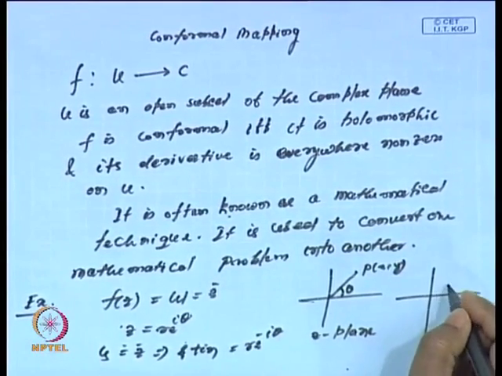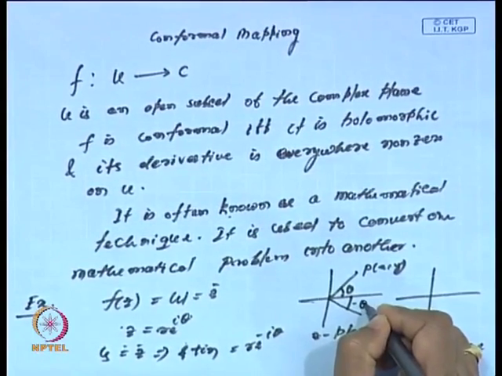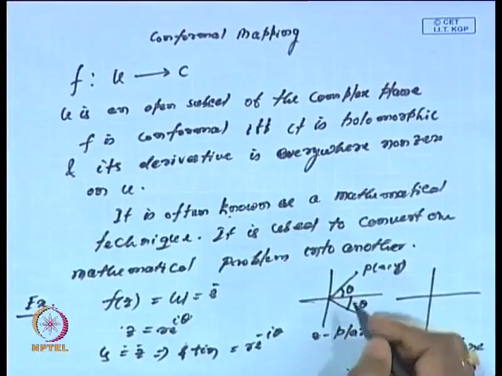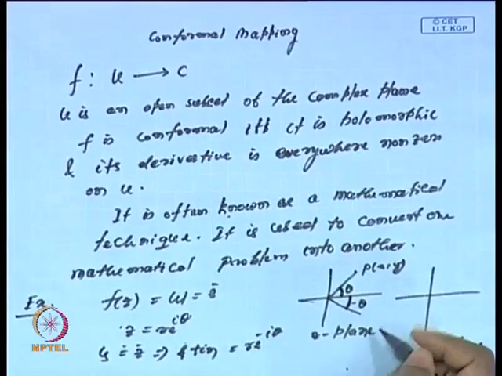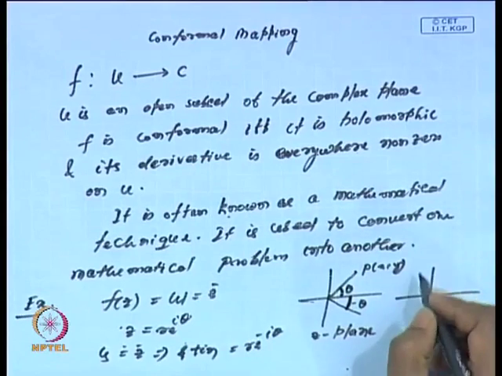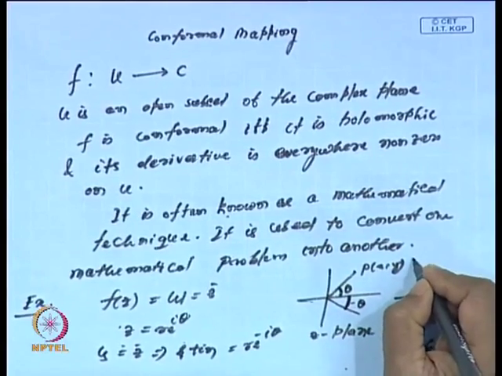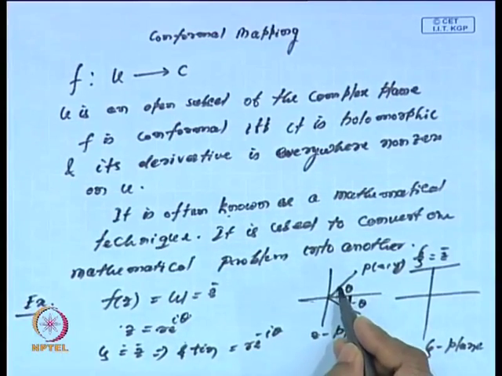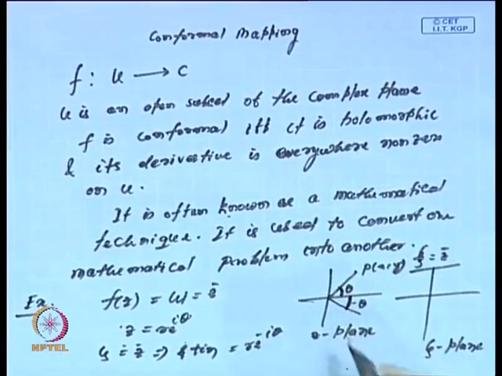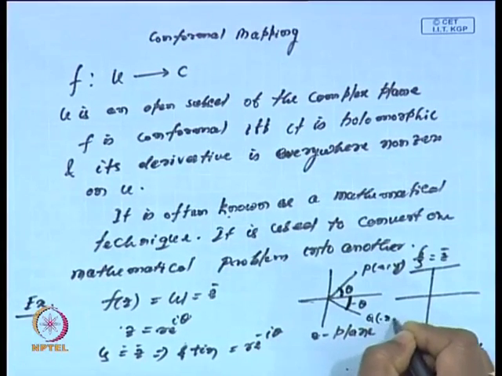For each point, this is nothing but minus theta. That means here the angle is a mirror image of the angle theta. In the zeta plane, every point is represented by zeta, which is nothing but z bar. So, basically we see that the angle is just a mirror image of this angle theta. In other words, if you call the point (x, y), then the image point can be (x, -y).